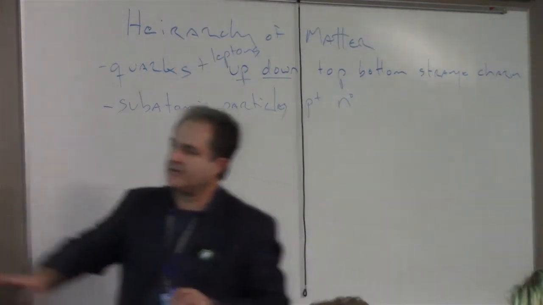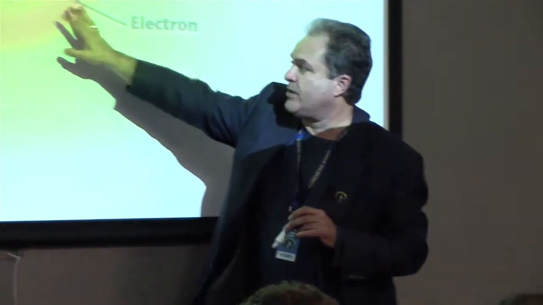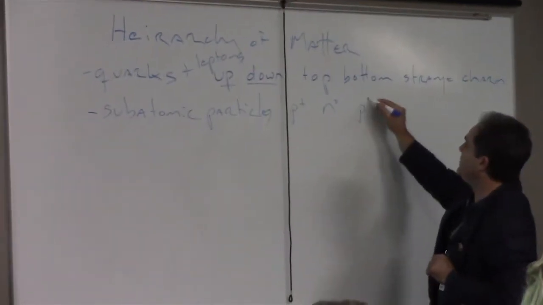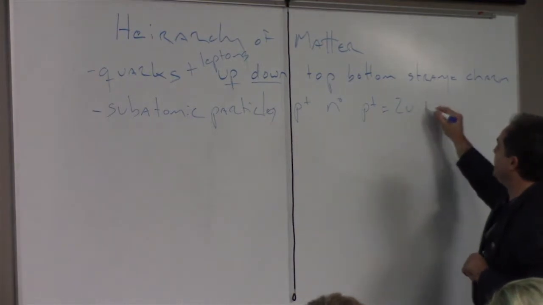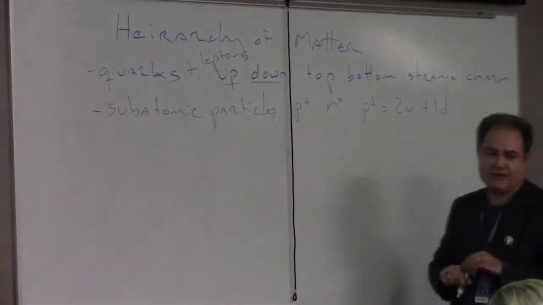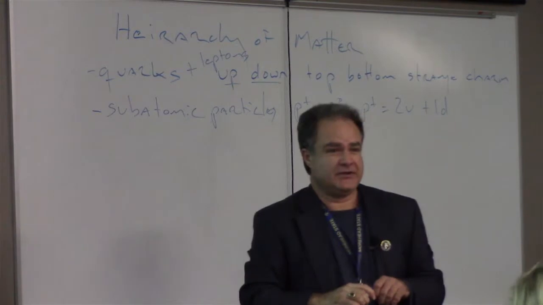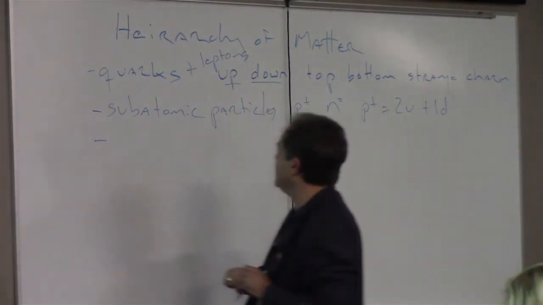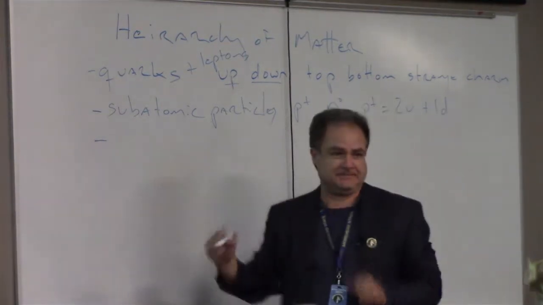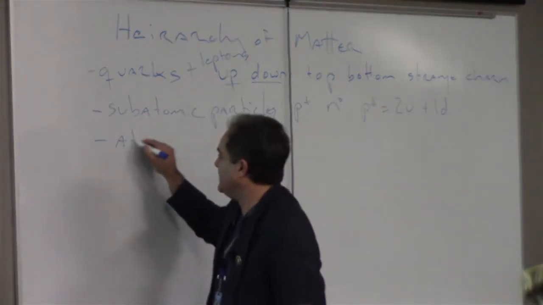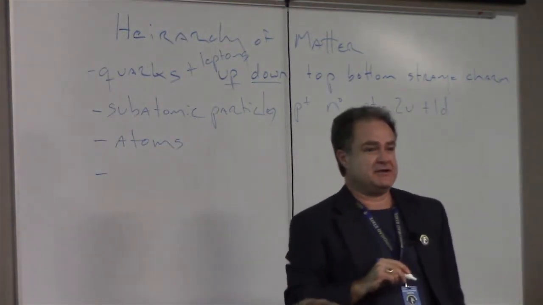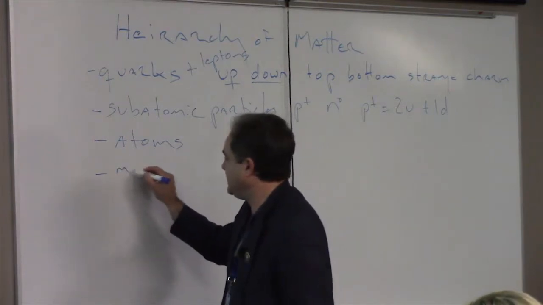So electrons really are considered fundamental, right? Because I can't break an electron down into a smaller particle. The protons and neutrons, however, I can break down into quarks. So for example, a proton is 2 ups plus 1 down quark, and what do you think a neutron is? 2 downs and an up, exactly. Okay, so the subatomic particles, if I lump those together, what do they make? Atoms. And if I group atoms together, a group of atoms is called a molecule.